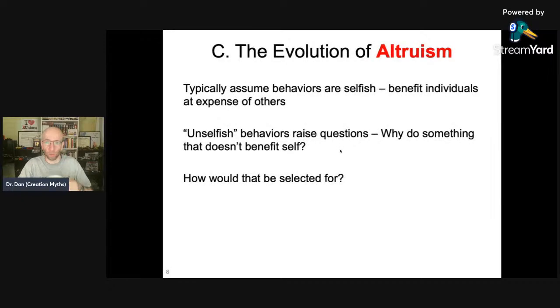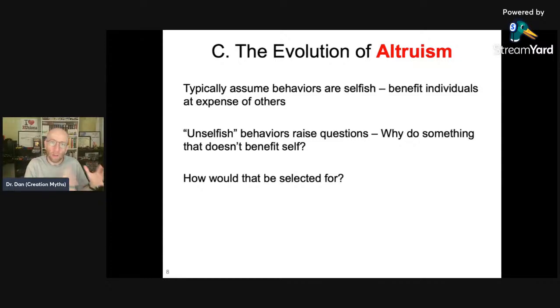So let's get into altruism here. Now, the problem is that we typically think of selecting for traits that are going to benefit the individual that does the trait. And when we're talking about behaviors, we would think that we're going to see selection for selfish behaviors, right? It's going to benefit me. I'm going to get more resources at the expense of the people I'm competing with around me.